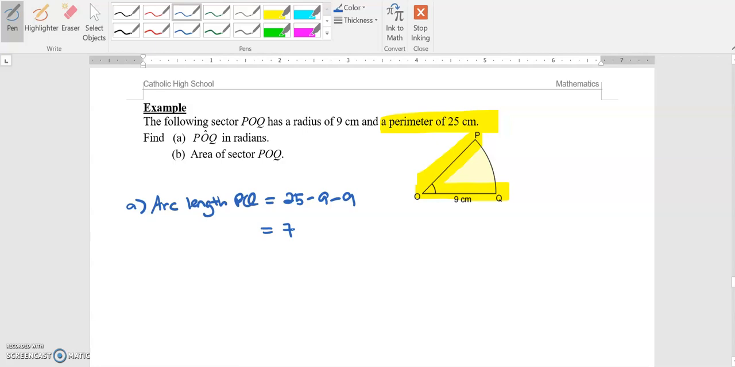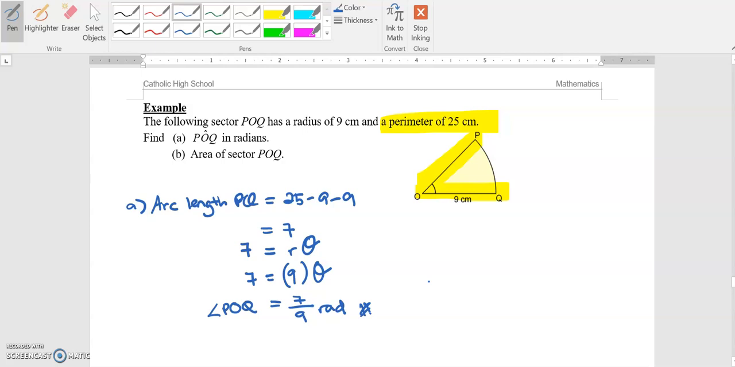The formula for arc length, the radian formula for arc length, is r theta. So if I know that the arc length is 7, I know that this 7 is the same as r theta, which means my r in this case is 9. My r is the 9, the radius, and then that unknown angle I have there. So angle POQ in this case, oops, not PQ, but POQ, is as good as 7 over 9 radian.